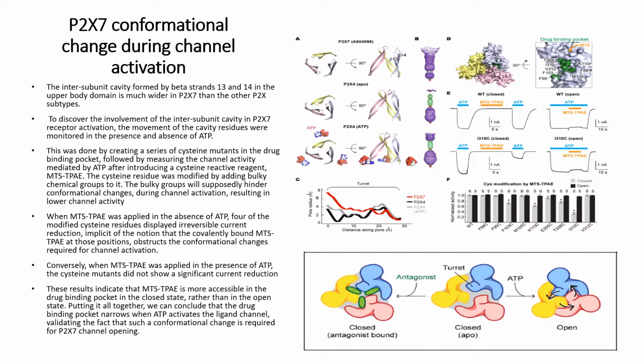Conversely, when MTS-TPAE was applied in the presence of ATP, the cysteine mutants did not show a significant current reduction. These results indicate that MTS-TPAE is more accessible in the drug binding pocket in the closed state, rather than in the open state. Putting it all together, we can conclude that the drug binding pocket narrows when ATP activates the ligand channel, validating the fact that such a conformational change is required for P2X7 channel opening.